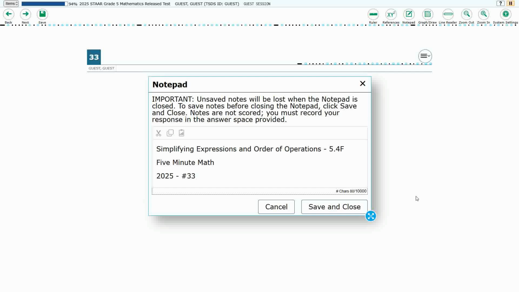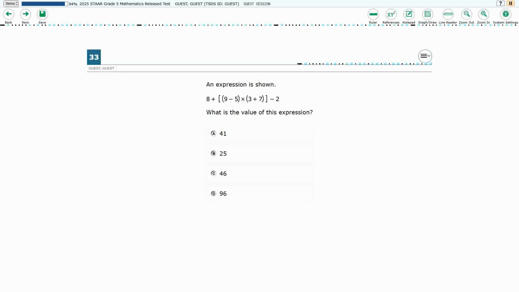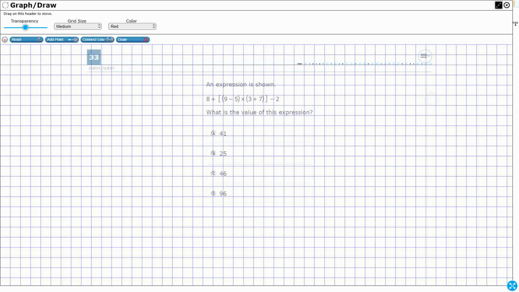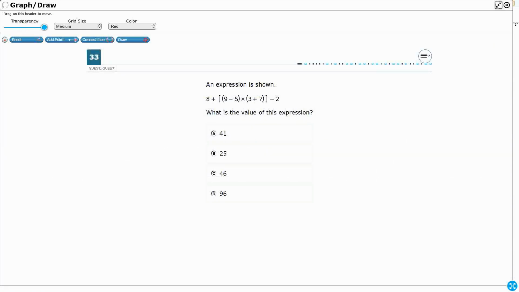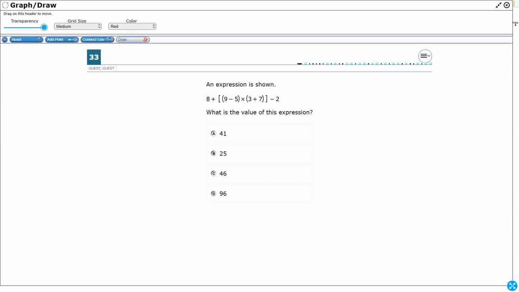Today we are looking at the fifth grade concept of simplifying expressions in order of operations. This is standard 5.4F in the great state of Texas, and we are using item number 33 of the 2025 released STAAR test. If you haven't done so already, please go ahead and take a moment to pause the video, work this problem out on your own, unpause it, and we will look at our answers together.